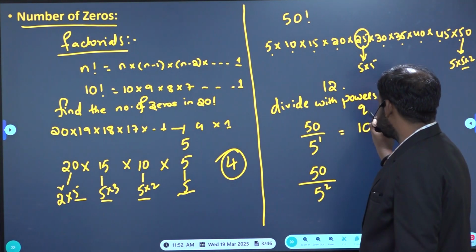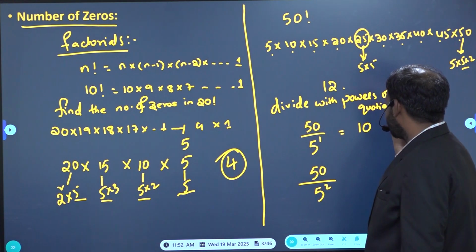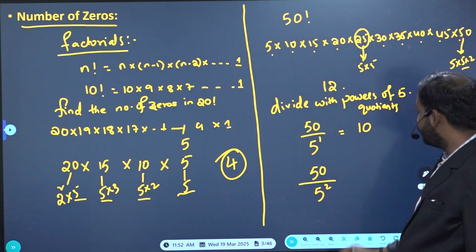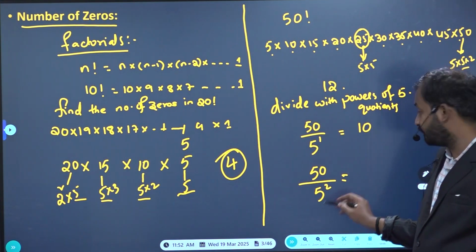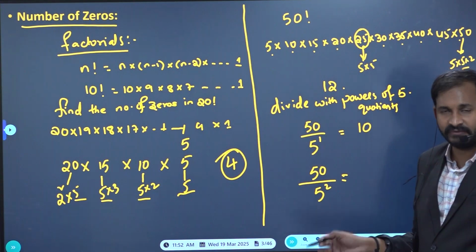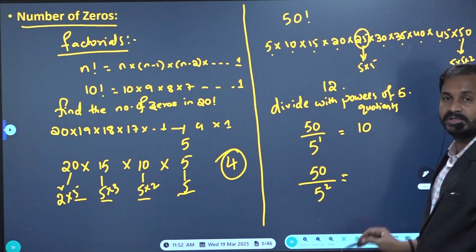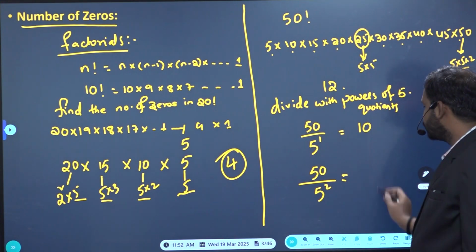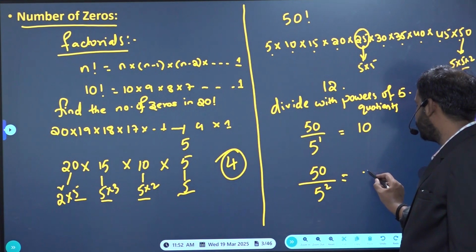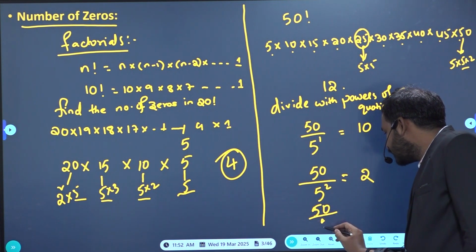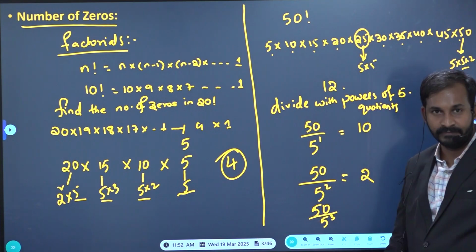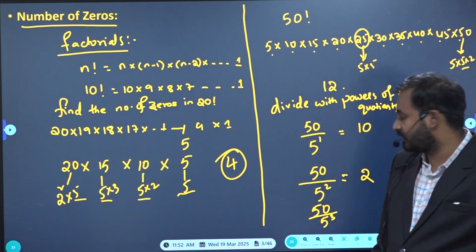These are all quotients. If I divide 50 with 5 square, what will I get? 50 by 5 square means 25. If it is exactly divisible, happy. If not also, don't worry. Simply observe the quotients. So 50 by 5 square, what will I get here? 2. Next power of 5 is 50 by 5 cube. What is 5 cube? Actually we have 125. When you divide 50 with 125, what is the quotient?